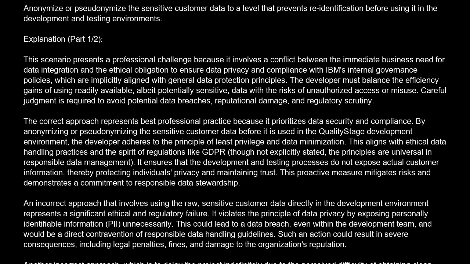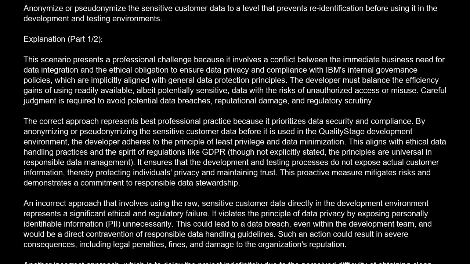The correct answer is A. Anonymize or pseudonymize the sensitive customer data to a level that prevents re-identification before using it in the development and testing environments. Explanation. This scenario presents a professional challenge because it involves a conflict between the immediate business need for data integration and the ethical obligation to ensure data privacy and compliance with IBM's internal governance policies, which are implicitly aligned with general data protection principles.